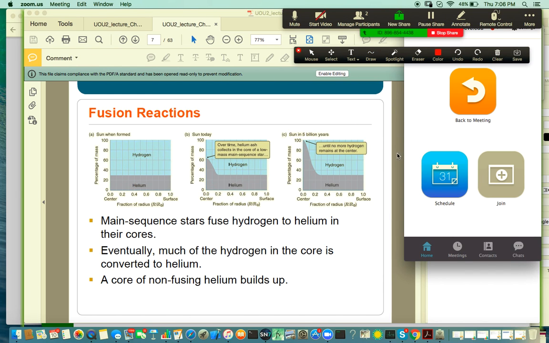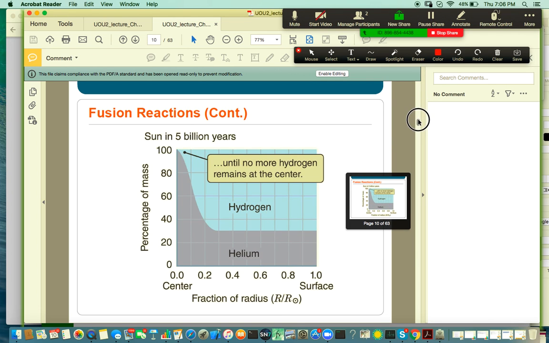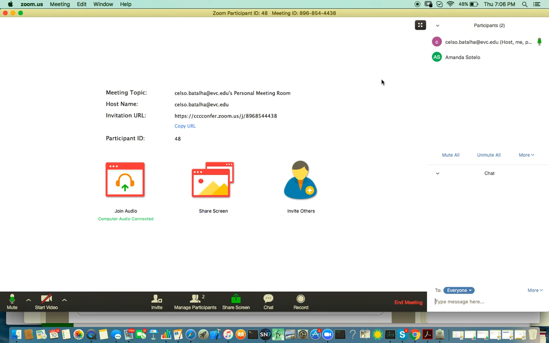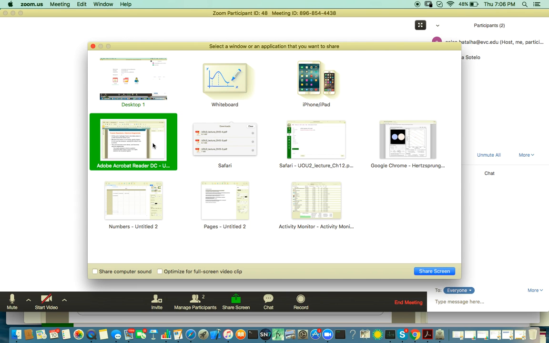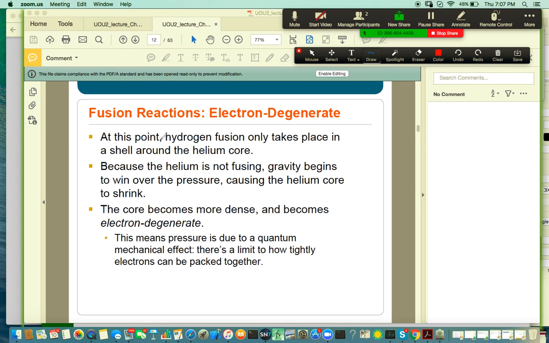And then what happens? So when the solar core becomes a helium core, this process will happen. Can you see my slides, Amanda? Yeah. Yeah.